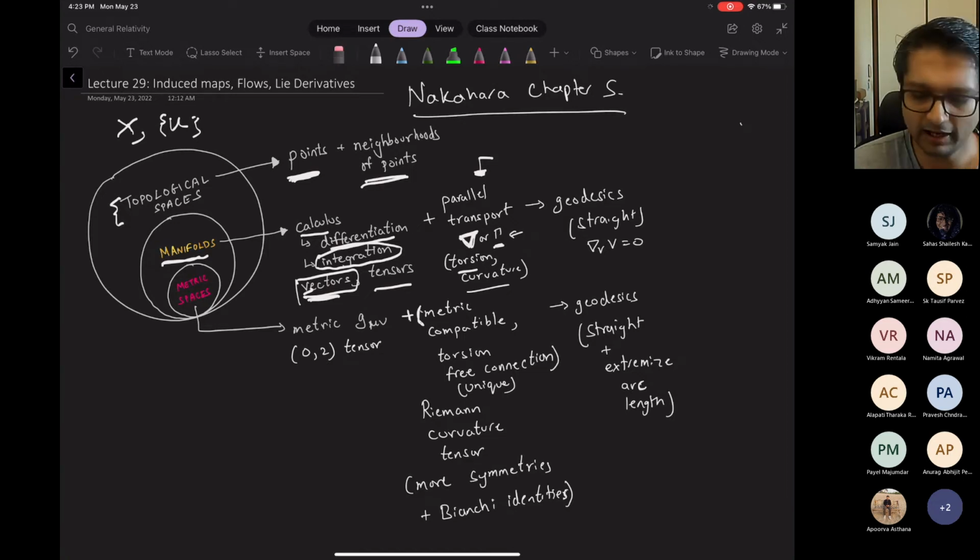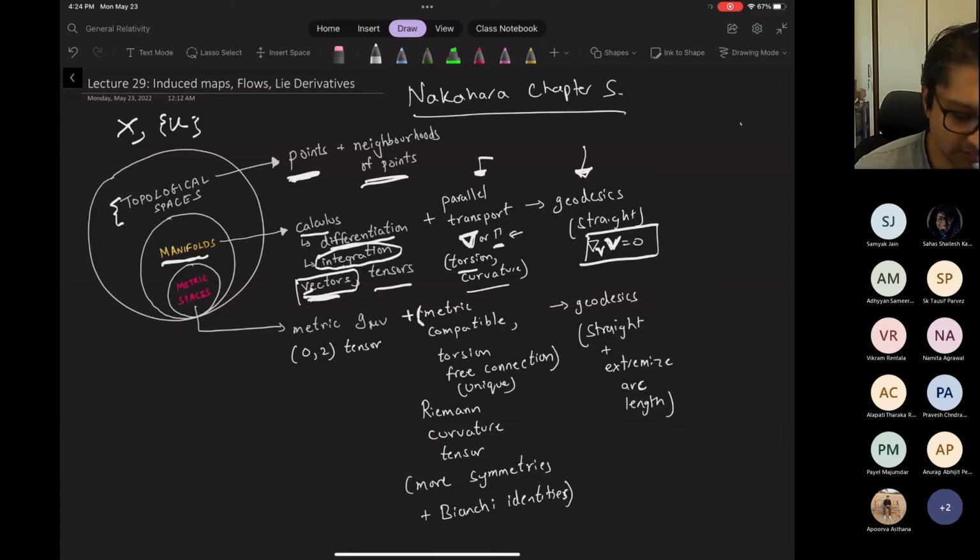Once you have such a connection, then you can also talk about geodesics, which are the straightest possible paths. That is, the tangent vectors V along these paths satisfy this equation in the affine parameterization: del_V V is 0. So this was manifolds.